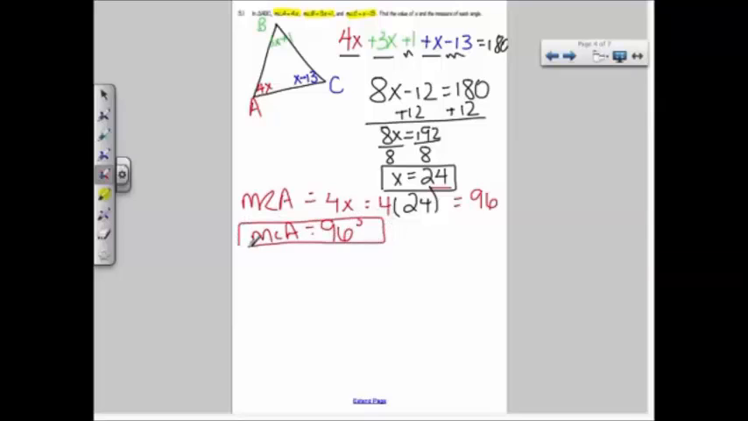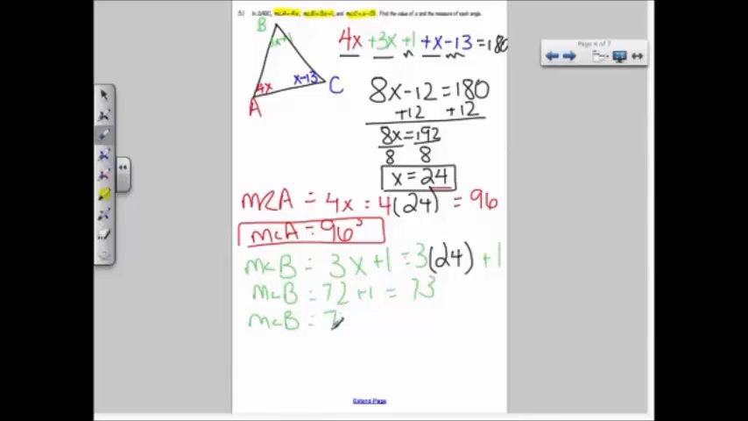All right, now I need to do the same thing for angle B. According to the problem, the measure of angle B is equal to 3x plus 1. So I'm going to do 3 times 24 plus 1. And then I'm going to calculate what that's going to be. So if I were to figure out what 3 times 24 is, and again, you can use your calculators. Technically you don't need to, but you can. So 3 times 24 will give me 72. So the measure of angle B equals 72 plus 1, which means that my answer is 73. So I can say the measure of angle B equals 73 degrees.